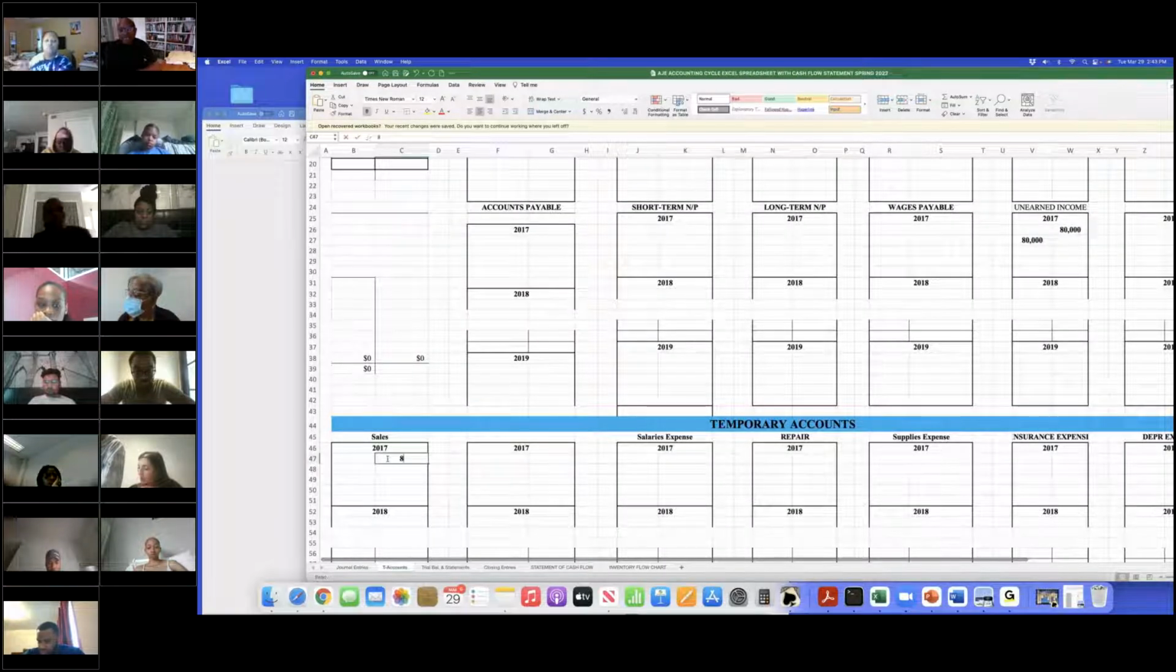So are there any questions? If we're doing a spreadsheet, I think that was a great suggestion. Let's see how it would look on the spreadsheet. This is how it would look. Are there any questions?